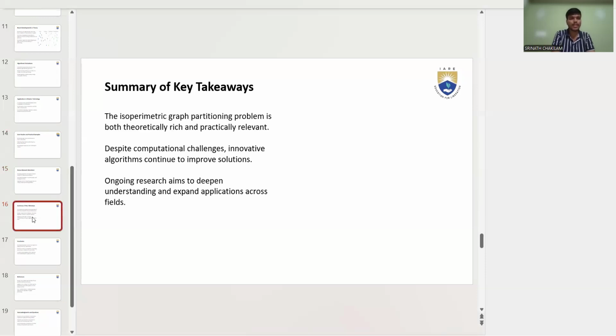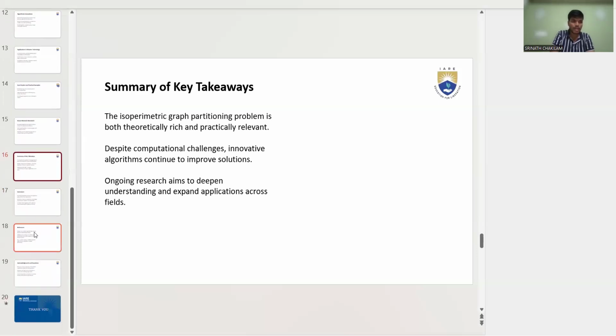And the next slide is the summary of key takeaways. The isoperimetric graph partitioning problem is both theoretically rich and practically relevant. Despite computational challenges, innovative algorithms continue to improve solutions. Ongoing research aims to deepen understanding and expand applications across fields.